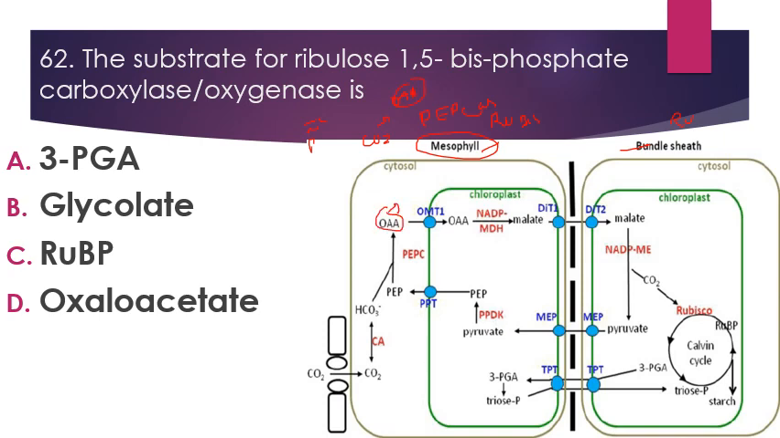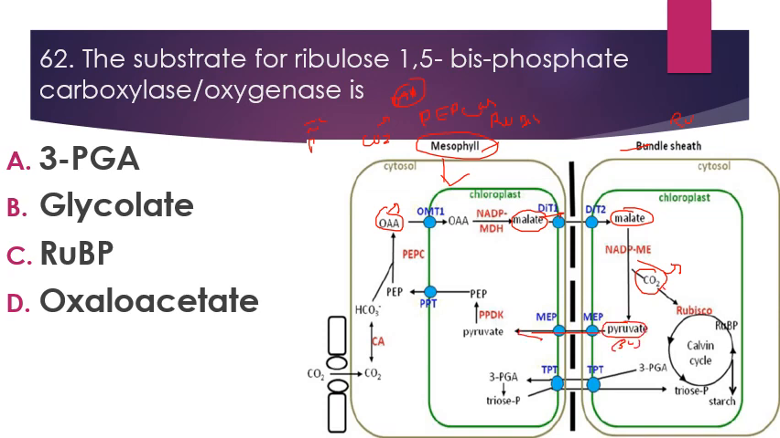Here PEP combines with CO2 to form a 4 carbon compound, oxaloacetic acid, OAA, which is the first stable compound of this cycle. This process is done in the mesophyll cell. After that it is converted into another 4 carbon acid called malate, and then it is transferred to the bundle sheath cell, where it undergoes the process of decarboxylation.